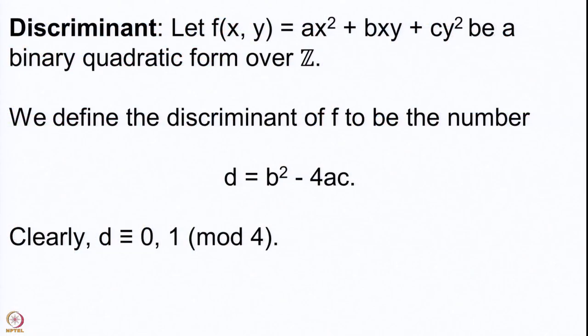Now there are some natural questions. Most importantly, what is the use of the discriminant? First of all, we should also see whether it is invariant under the change of variables that we have introduced. So we will see that. We will also see an answer to a small question: if you have an integer d which is 0 or 1 mod 4, is it the discriminant of some form? So we are going to see answers to these questions and many other related questions in the coming lectures.